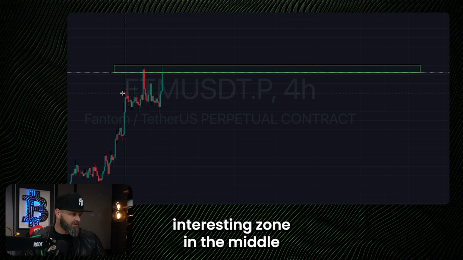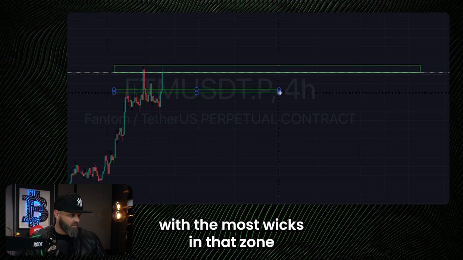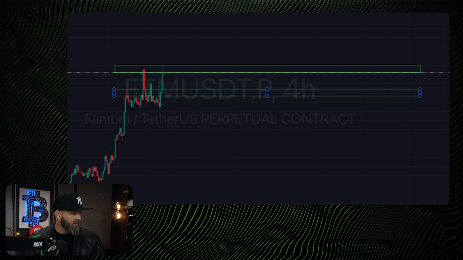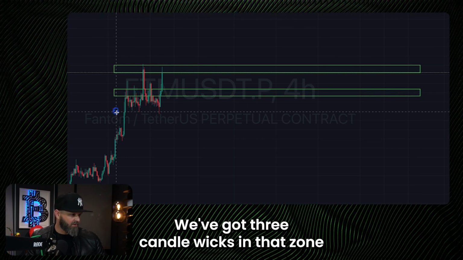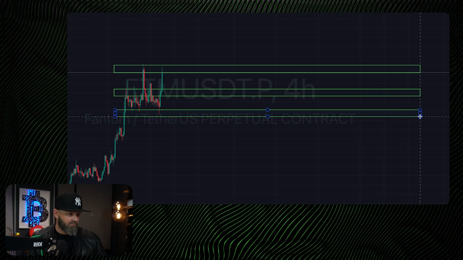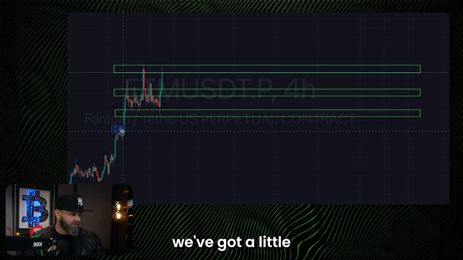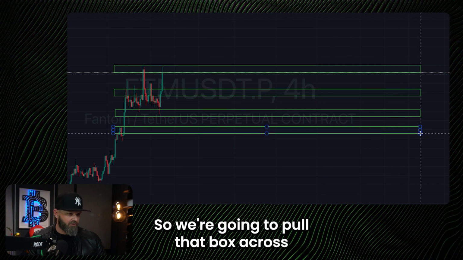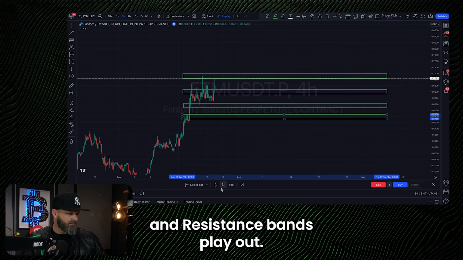Then I've got another interesting zone in the middle. You can see I've got a cluster of wicks. I'm going to select the region with the most wicks in that zone. I'm going to drag my box across. Then you can see without drawing a box, we've got a clear support region over here. We've got 3 candle wicks in that zone. And then this little region could be interesting as well for us. We can see we've got a little cluster of candles there, about 3 or 4 touches in that zone. So we're going to pull that box across. Let's see how the 4 hour support and resistance bands play out.